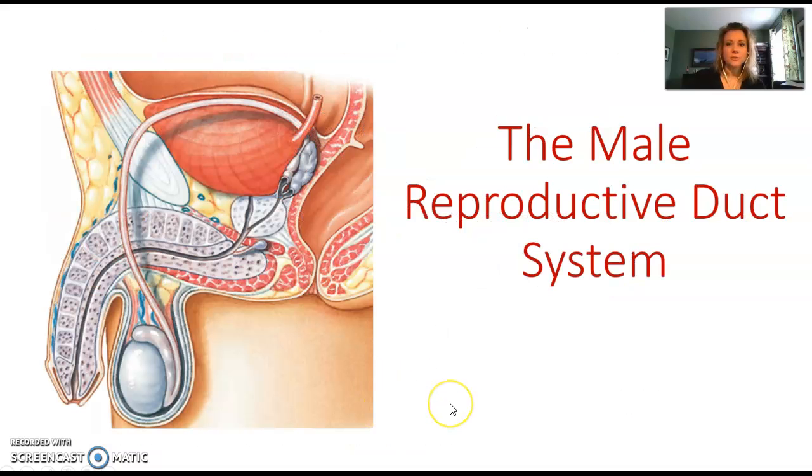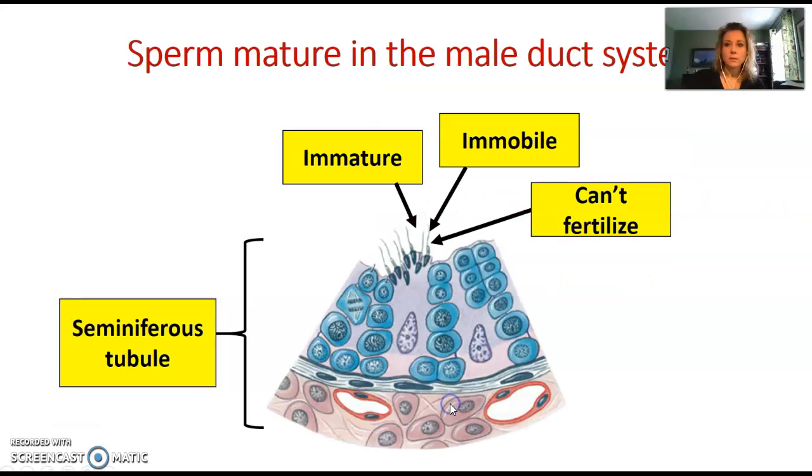All right, let's take a closer look at the male reproductive duct system. As I said, inside the seminiferous tubules is where the sperm are going to start to grow, but they're moving from the outside of the tube, where the wall of the tube is, towards the lumen, the space on the inside. This is just a pie slice of that seminiferous tubule.